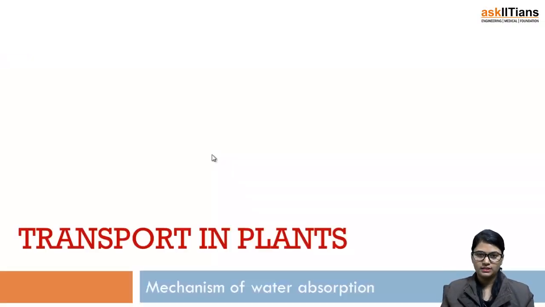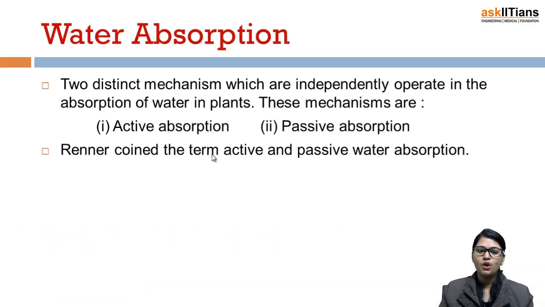Transport in plants, mechanism of water absorption. Two distinct mechanisms are there: one is active absorption and one is passive absorption. I have told you in my previous lectures also what is active absorption and what is passive absorption. The scientist Renner coined these terms.